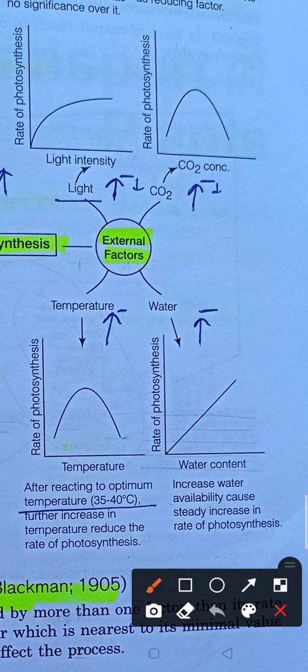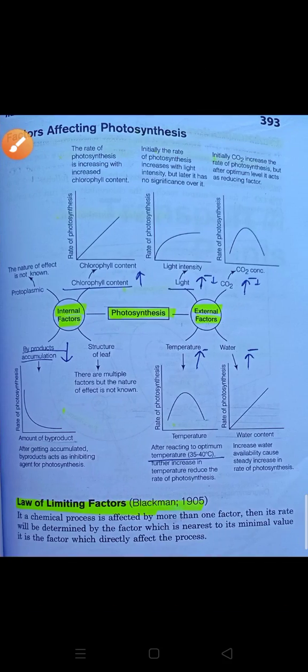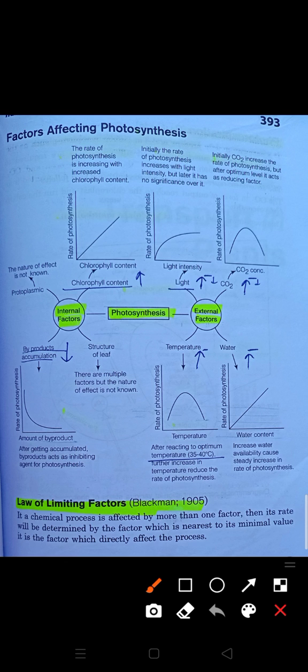Water content: when you increase the water availability, it is directly proportional to photosynthesis. Clear, water stress causes the stomata to close, so if water availability is less, at that time it affects the growth of photosynthesis. Now we will discuss the internal factors. You can see here the internal factors also.